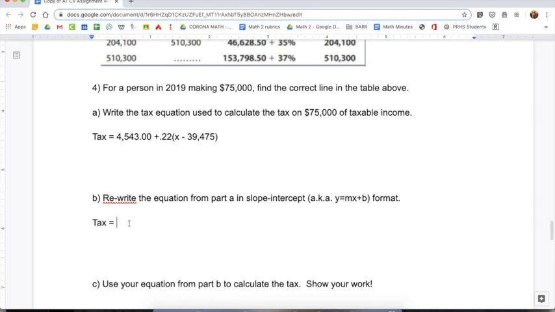So in this case, it's going to be tax. So we've got $4,543 plus 0.22x minus $8,684.50. And I got that because we took the 0.22, the 22%, and multiplied it by x using the distributive property. And then we also multiplied the 0.22 times 39,475 inside the parentheses, giving us this. Subtract $8,684.50.